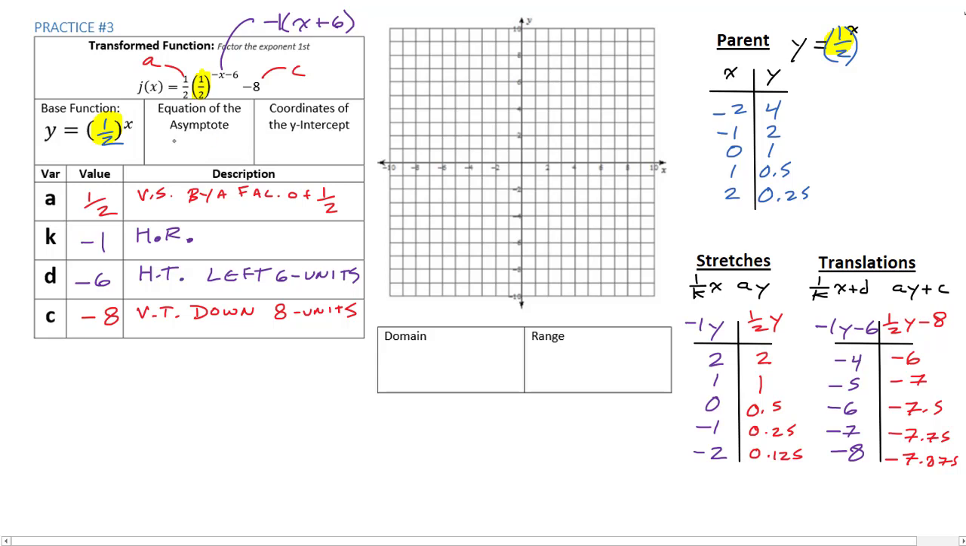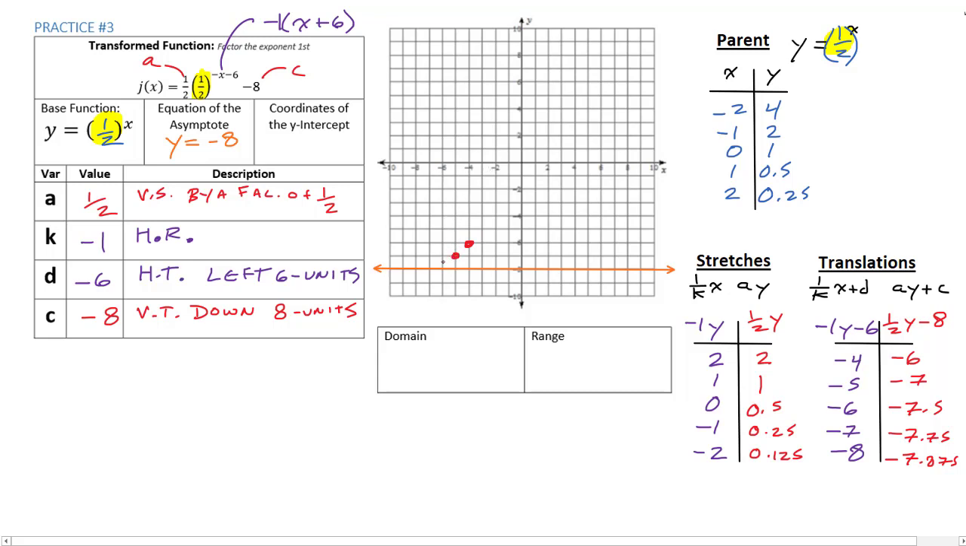All right, draw in your asymptote, y equals c, so y equals -8. So drawing a horizontal line down at -8. Boom, there we go. All right, and let's plot these points. So let's go -4, -6. There's my first point they gave me. -5, -7 is right. Oh, I'm lost here. Where am I going? Oh yeah, -5, -7. Right here. There we go.